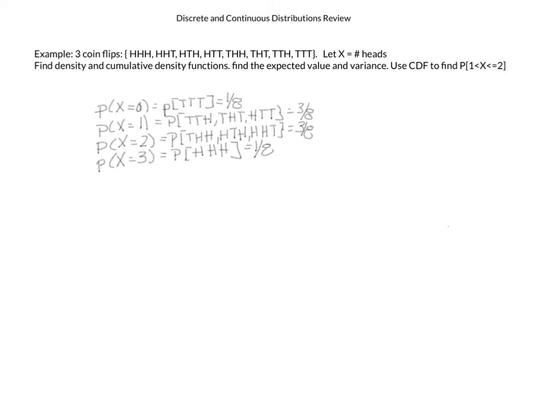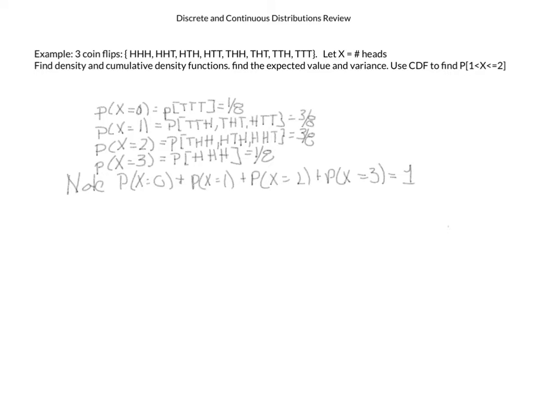Similarly, you can see that the probability x equals 2 will be 3/8, and the probability x equals 3 is 1/8. An important thing to notice is that once you've listed all the possible values that x can take and calculated the probabilities, when you add them up, you should get 1. If it's less than 1, you've probably missed a case. If it's more than 1, then something has gone wrong and you need to double check.